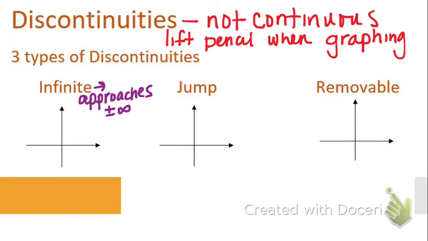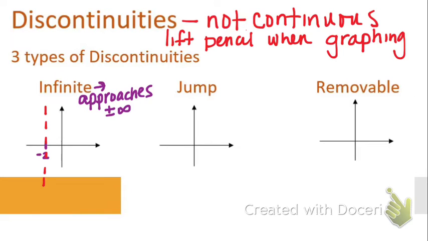So first of all, when you have an infinite discontinuity, you have a vertical asymptote. So let's just say we have a vertical asymptote here, and we'll say this point is -2. So let's go ahead and draw in a dashed line, a vertical dashed line at -2. So the graph is going to approach from the left or right.